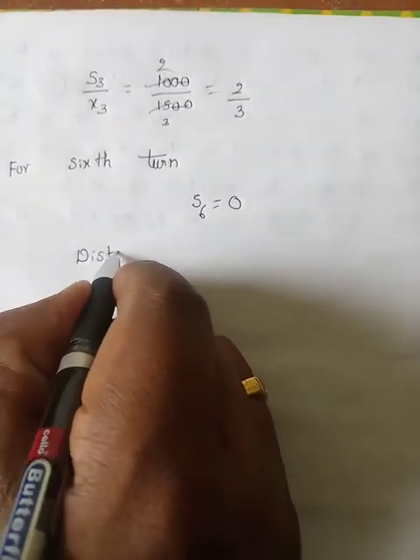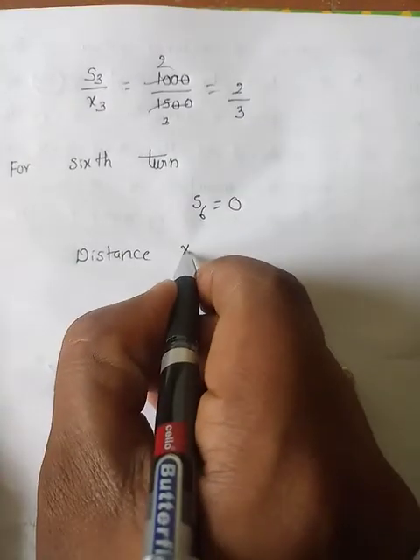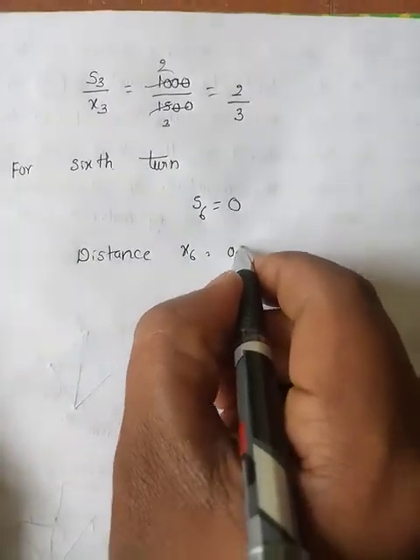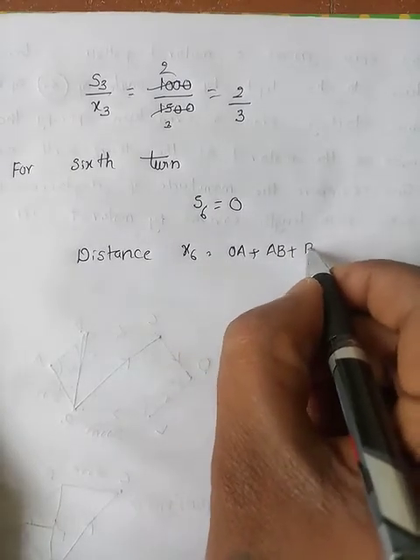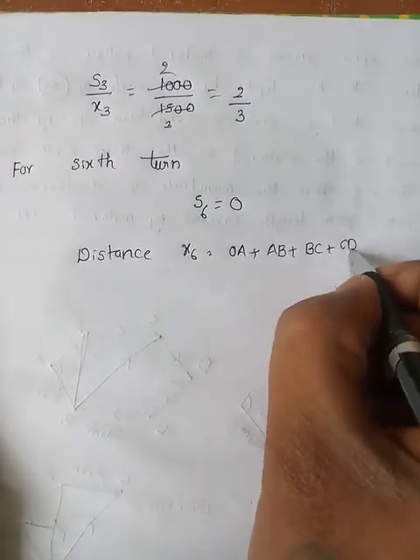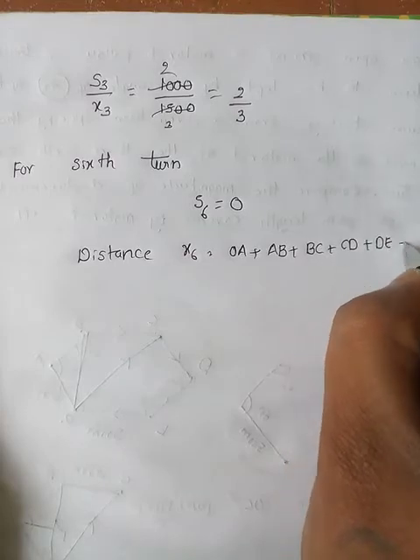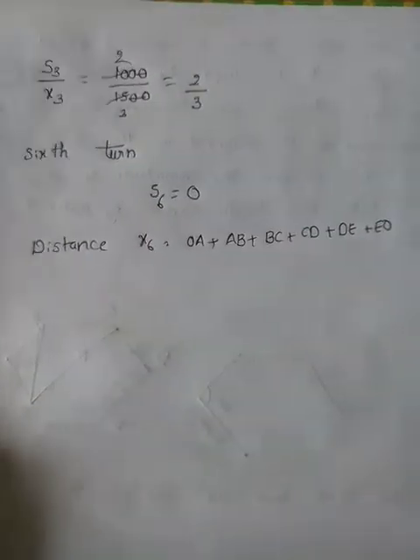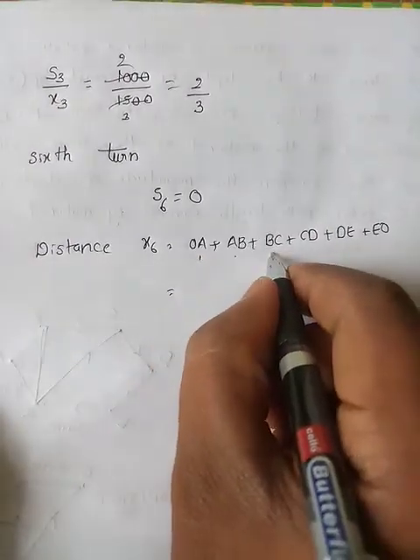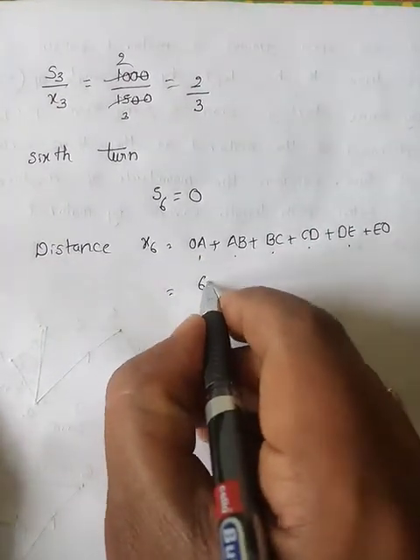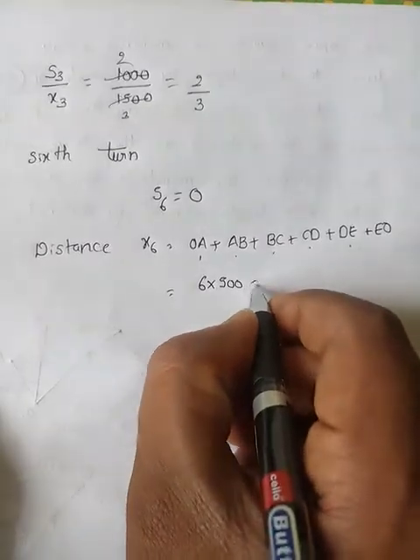What about distance travelled? X6 is equal to, he travelled from O to A plus A to B plus B to C plus C to D, D to E plus E to O, right? So, all distances are the same. How many are there? 1, 2, 3, 4, 5, 6. So, 6 into 500 is equal to how much?